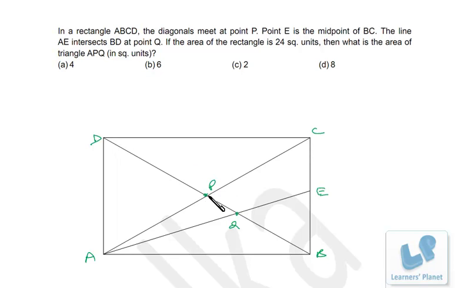We can see 4 triangles over here. All the triangles will be having the same area. That means each part is of 6 square units. That means triangle APB should also be of 6 square units, right? That means area of triangle APQ must be less than 6. So these two options are eliminated. After that, between 4 and 2, we have 2 options left.